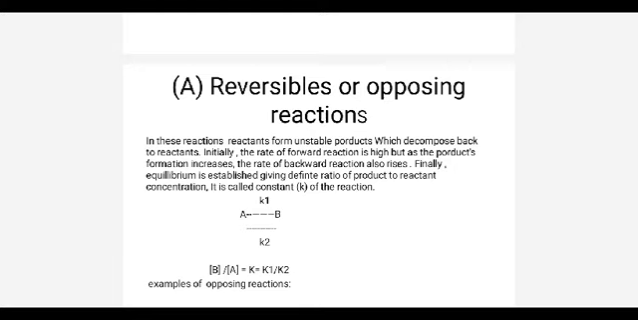At the beginning, all of you learn reversible or opposing reaction. So what is meant by reversible or opposing reaction? In this reaction, reactants form unstable products which decompose back to the reactant initially. The rate of the forward reaction is high, but as product formation increases, the rate of the backward reaction also rises. Finally, equilibrium is established, giving a definite ratio of product to reactant concentration. It is called constant K of the reaction.